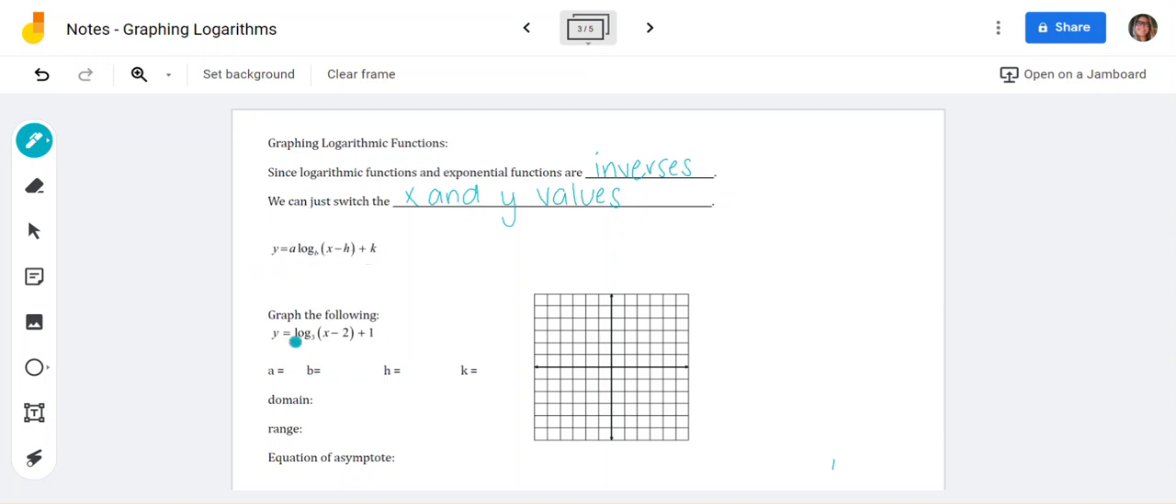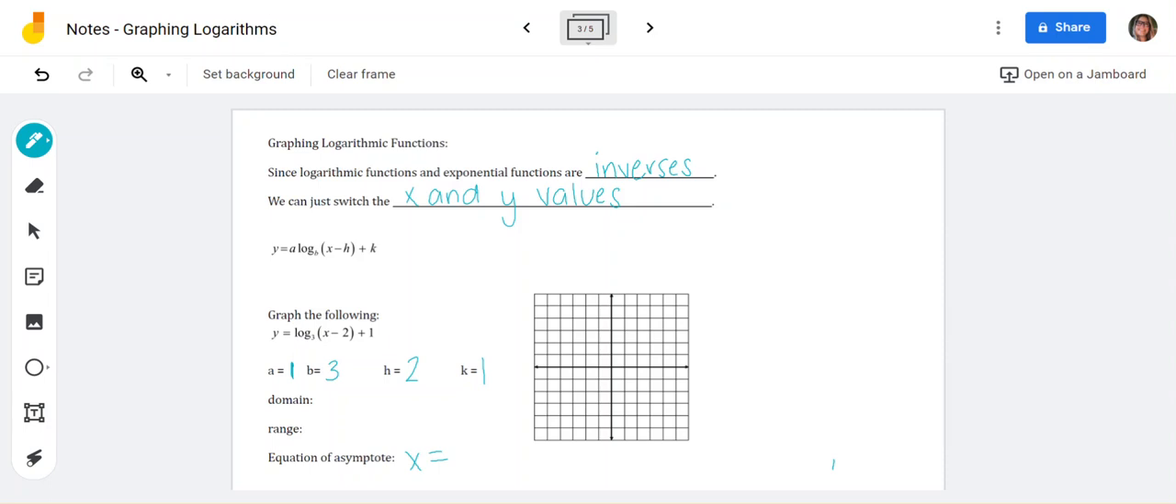So if we have the example log base 3 of x minus 2 plus 1, our a value would be 1 because we don't see anything out in front of our logarithm. Our base is 3, our h is 2, and our k is 1. So with our exponential functions, we had horizontal asymptotes. Since they're inverses, the inverse of horizontal would be vertical. So these are going to be vertical asymptotes, so we know they're going to be x equals.